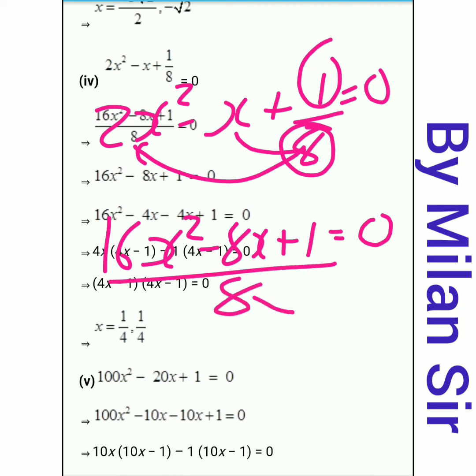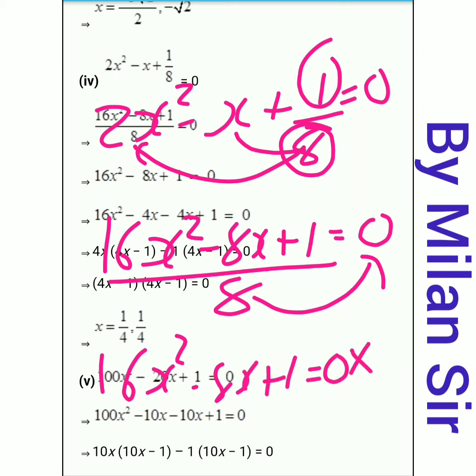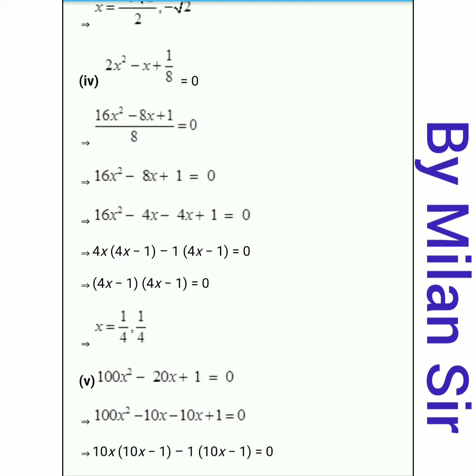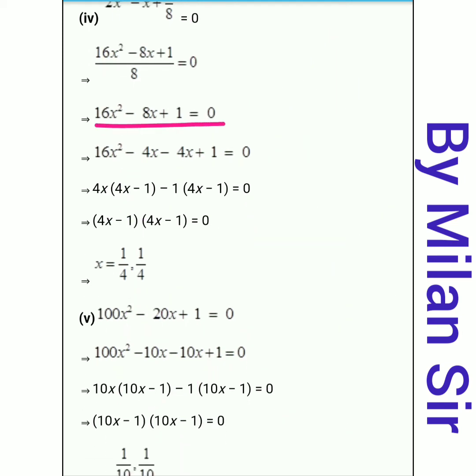But if we transfer this 8 to the right hand side, then it goes to multiplication, because right now it is in division. So 0 multiplied by 8 is 0. Right, so our equation is 16x square minus 8x plus 1 is equal to 0. 16x square minus 8x plus 1 is equal to 0.